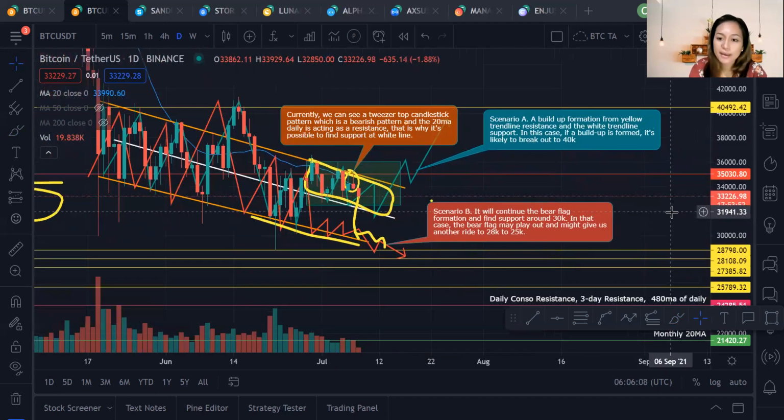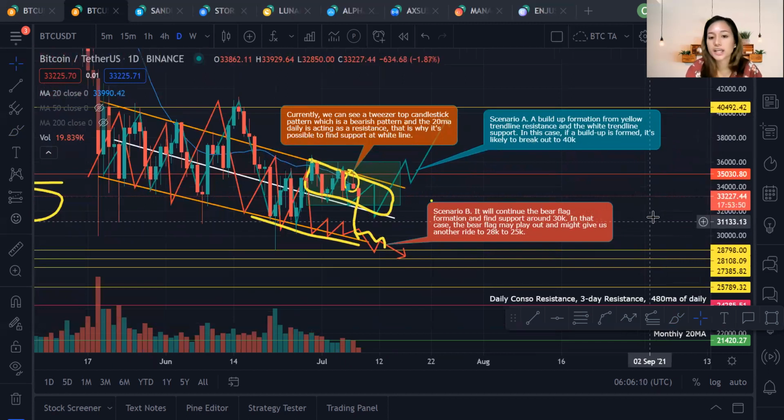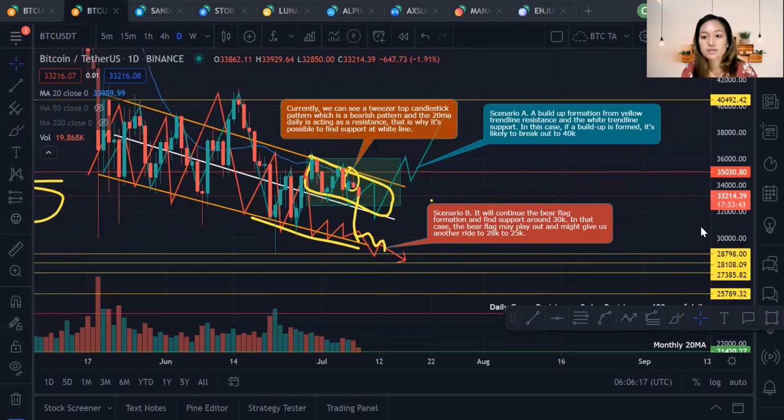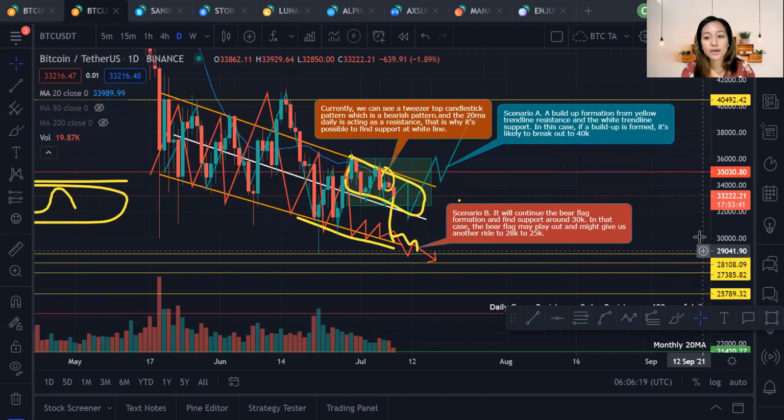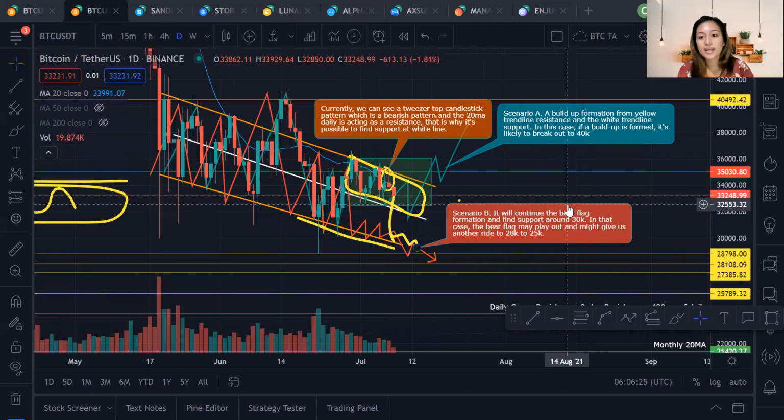So if that happens, we will have another drop to 28,000, and maybe we can see 25,000 Bitcoin. This will not happen now. The scenarios that I am talking about will not happen tomorrow or the day after tomorrow.